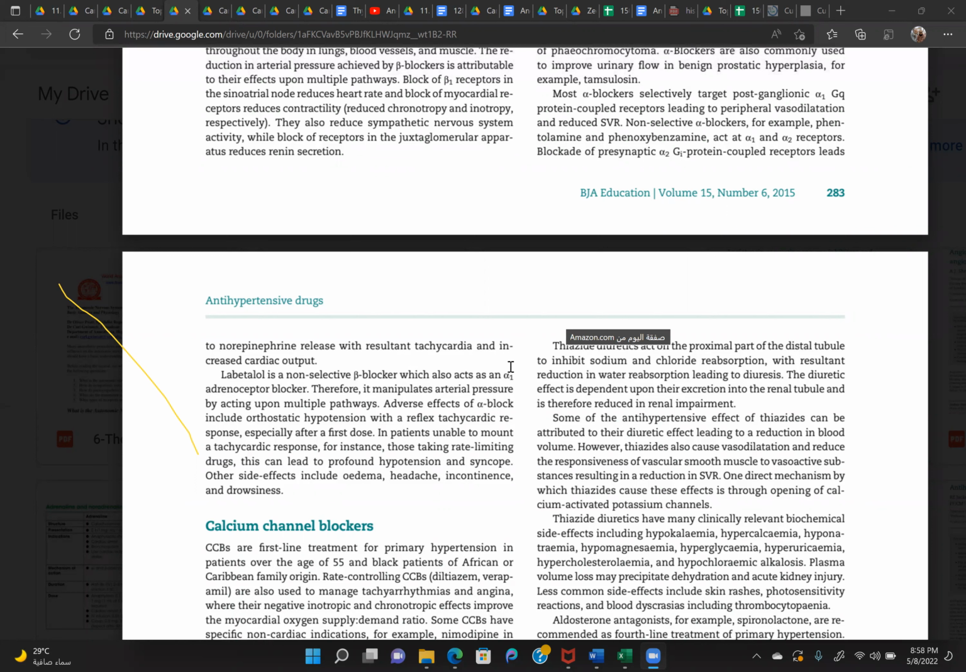But what is the advantage of using a pure alpha blocker versus a combined alpha beta blocker? What is the advantage of using labetalol? It avoids reflex tachycardia. Whenever you are using an alpha blocker, there is reflex tachycardia, because when there is vasodilatation, there is a sudden decrease in blood pressure. So as a reflex, tachycardia occurs.